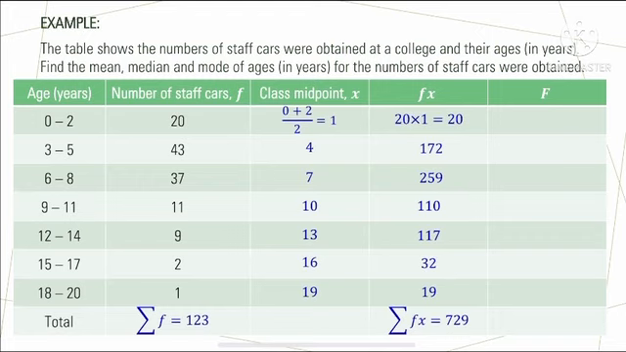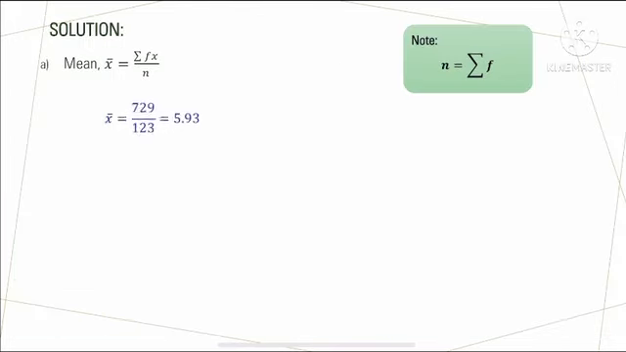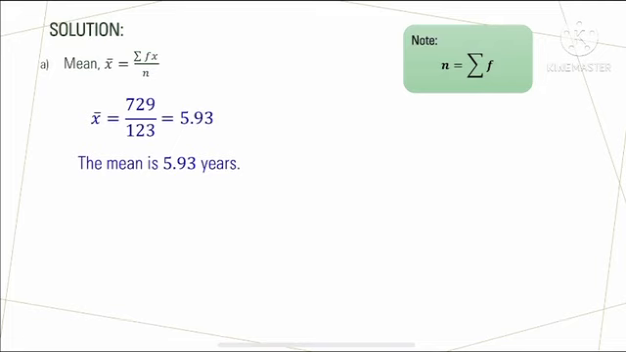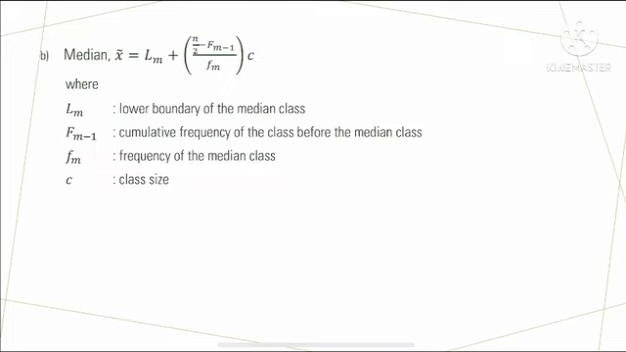The cumulative frequency for the first interval is equal to its frequency 20, and for the next intervals, just add the frequency of that interval. To find the mean, we substitute sum of fx and sum of f into the formula, and the answer is 5.93 years.